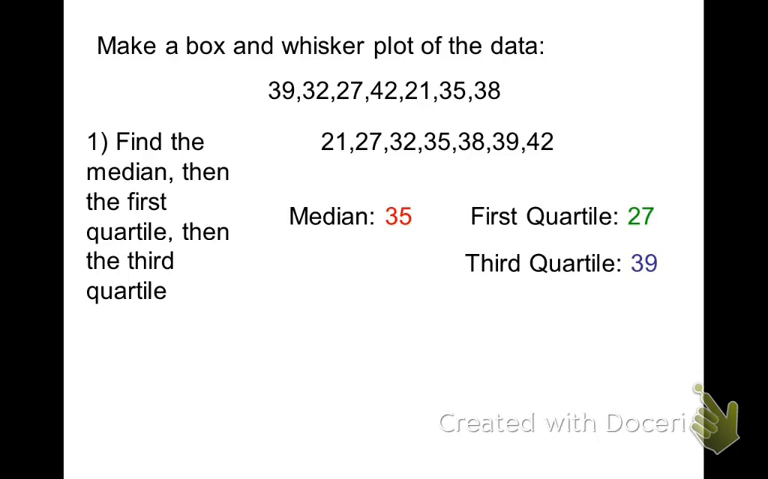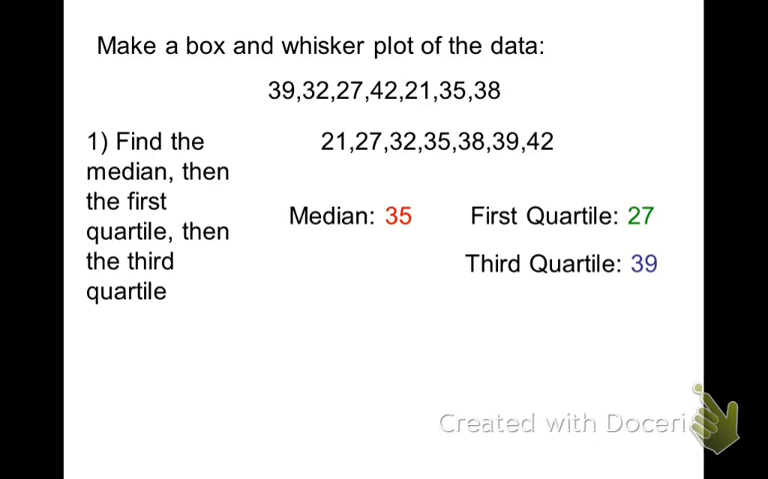So once we find that middle number, 35, we can look at the lower or the bottom half of the data. The bottom half of the data has 3 pieces of data in it, 21, 27, and 32. So 27 is the middle number of the bottom half of the data. So that's the first quartile. And in the upper half of the data, 39 is the middle number of the upper half of the data. So that's the third quartile.